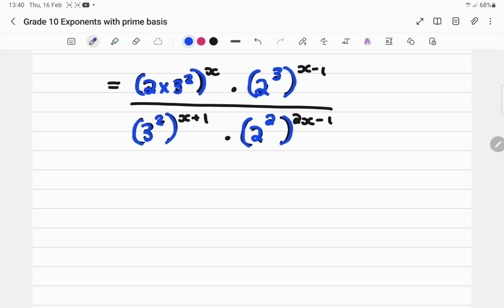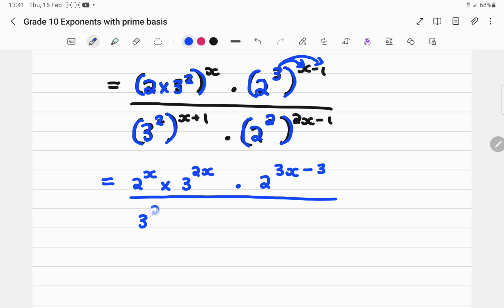All right, so now the grade 9 exponent rules are going to apply, where everything inside the bracket is to that power x. So 2 to the power x times 3 to the power 2x, times 2 to the power 3x minus, so remember that 3 distributes and it multiplies with the x and the negative 1, so it's minus 3, all over 3 to the power 2x plus 2, very important, the 2 distributes to both terms over there, times 2 to the power 2 times 2, which is 4x minus 2.